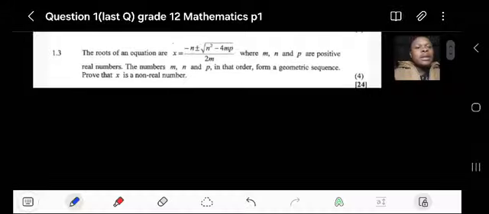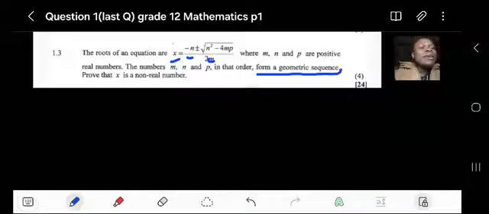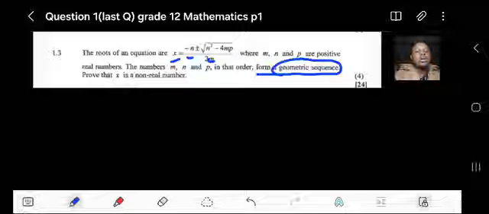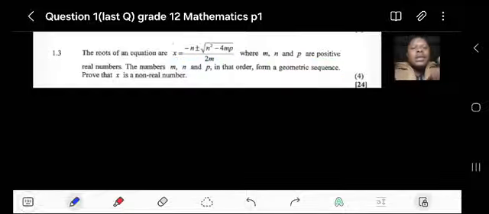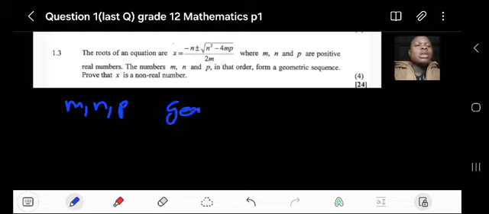Understand your mathematical language here. I know this is in English. You must understand your English, but relate it with your maths language. So we see the numbers m, n and p, in that order, form a geometric sequence. This is important. It forms a geometric sequence.